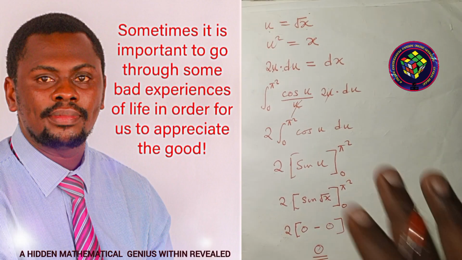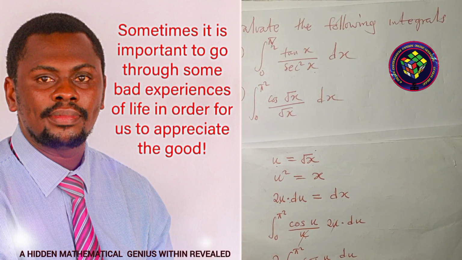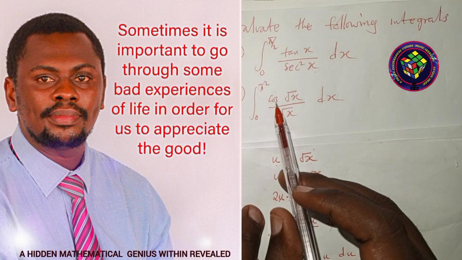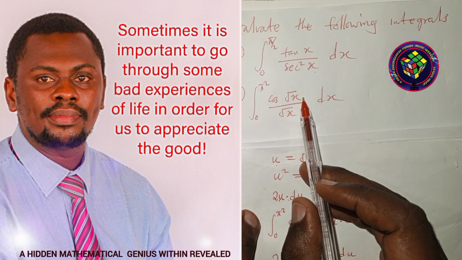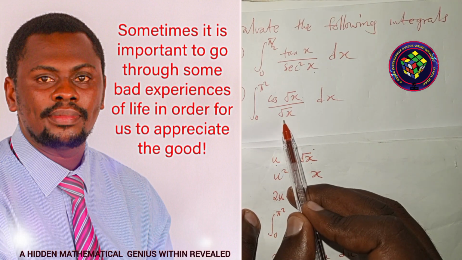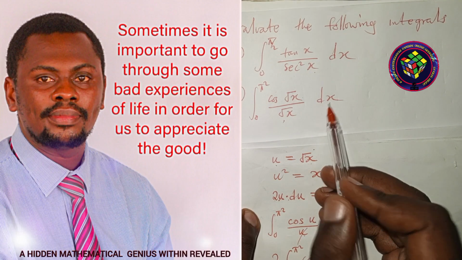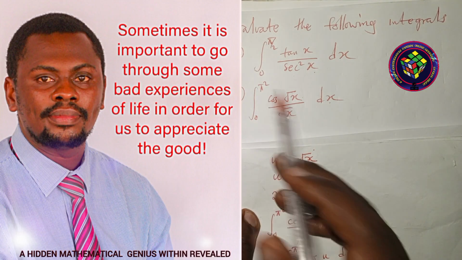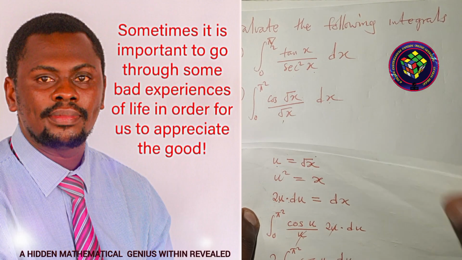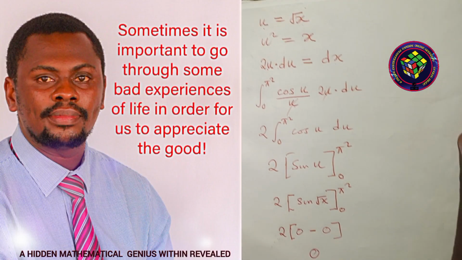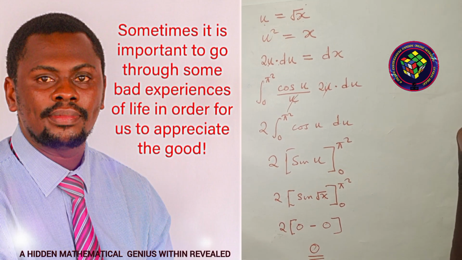So again, we are saying the integral of cos of square root of x over square root of x with respect to x, with limits from 0 to pi squared, is equal to 0. So this is how you do it.